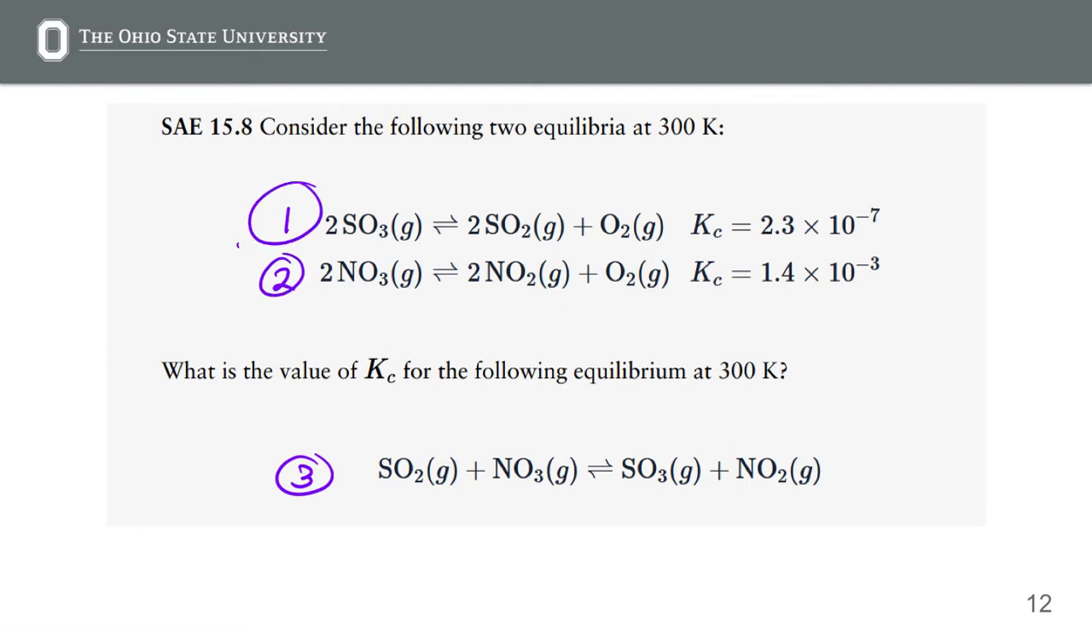For our second equation, we have 2 NO3 forming 2 NO2 and O2. And in our overall equation, equation 3, we have NO3 forming NO2. So we can use equation 2, sum it up with something else, and end up with the reactants on the left side and the products on the right side.